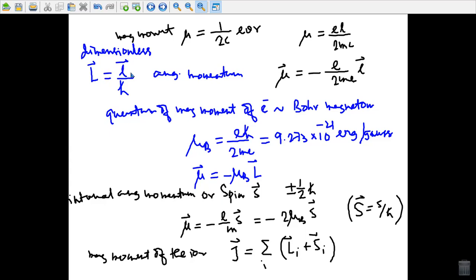Now, since the angular momentum of the electron is quantized, the magnetic moment related to it is also quantized, and the fundamental quantum of magnetic moment of the electron is called the Bohr magneton. The value of the Bohr magneton mu B equals e h cut divided by 2mc, which equals 9.273 times 10 to the power minus 21 erg per Gauss, so that we can write mu equals minus mu B times capital L, that is the angular momentum.